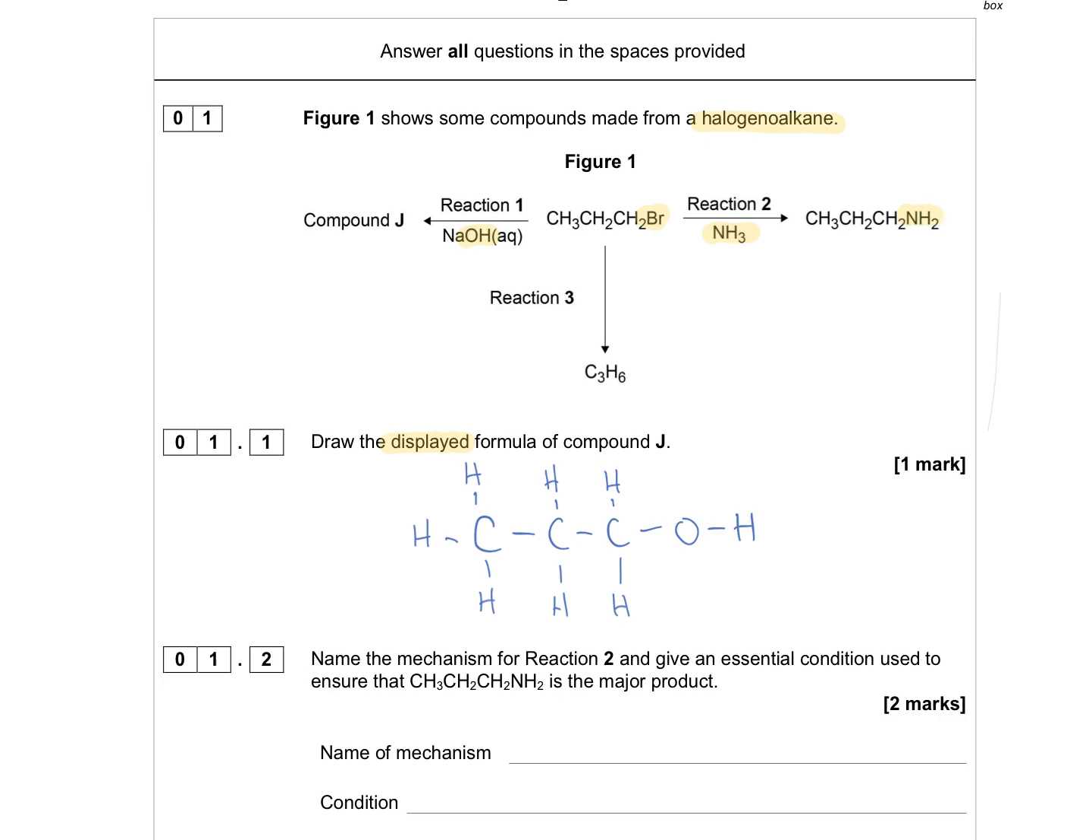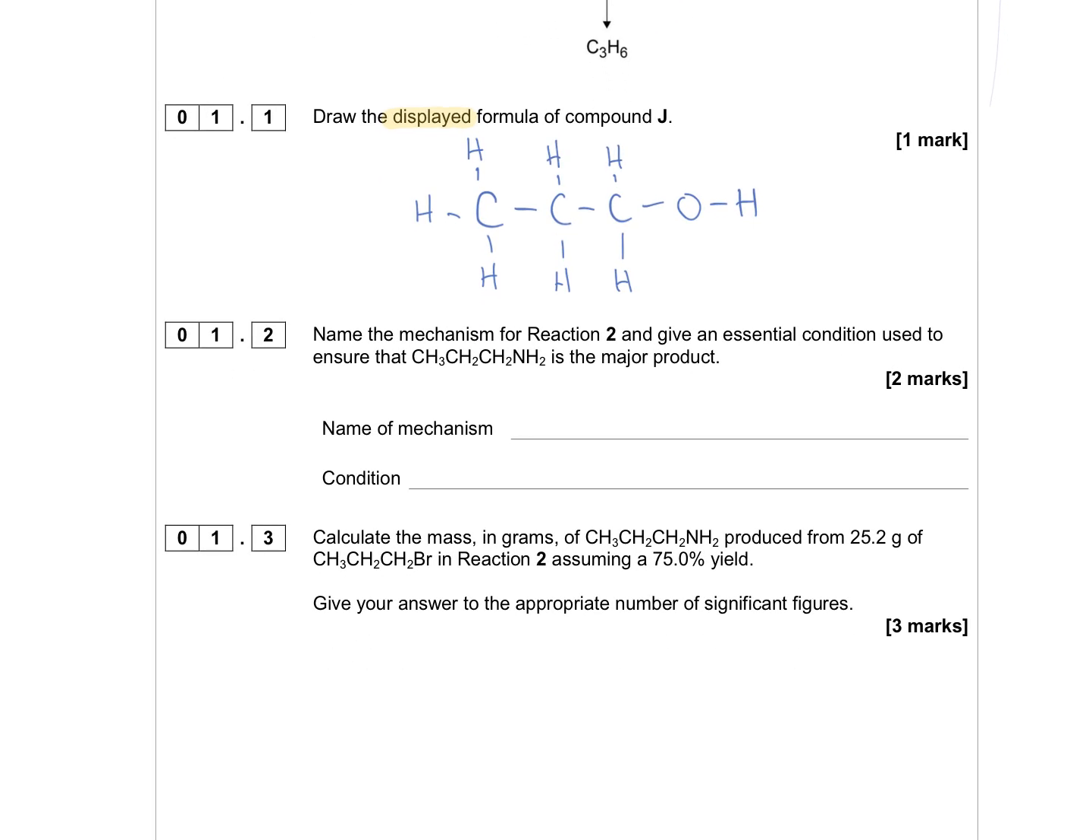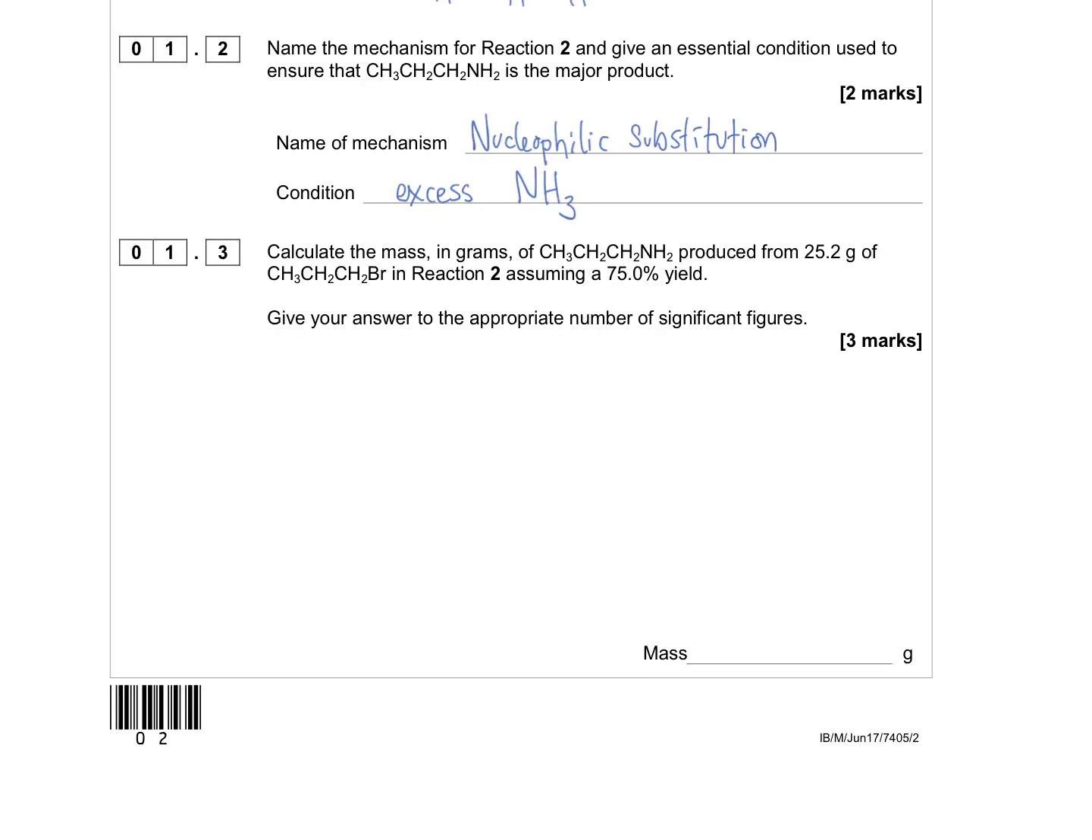Okay, reaction 2, again nucleophilic substitution, is the reaction with ammonia. First of all, it's asking you what type of mechanism it is. So nucleophilic substitution, and the condition, if we want to ensure that the primary amine is the major product, is that we need to make sure that we use an excess of ammonia. If we don't, we'll end up with secondary amines or even tertiary amines.